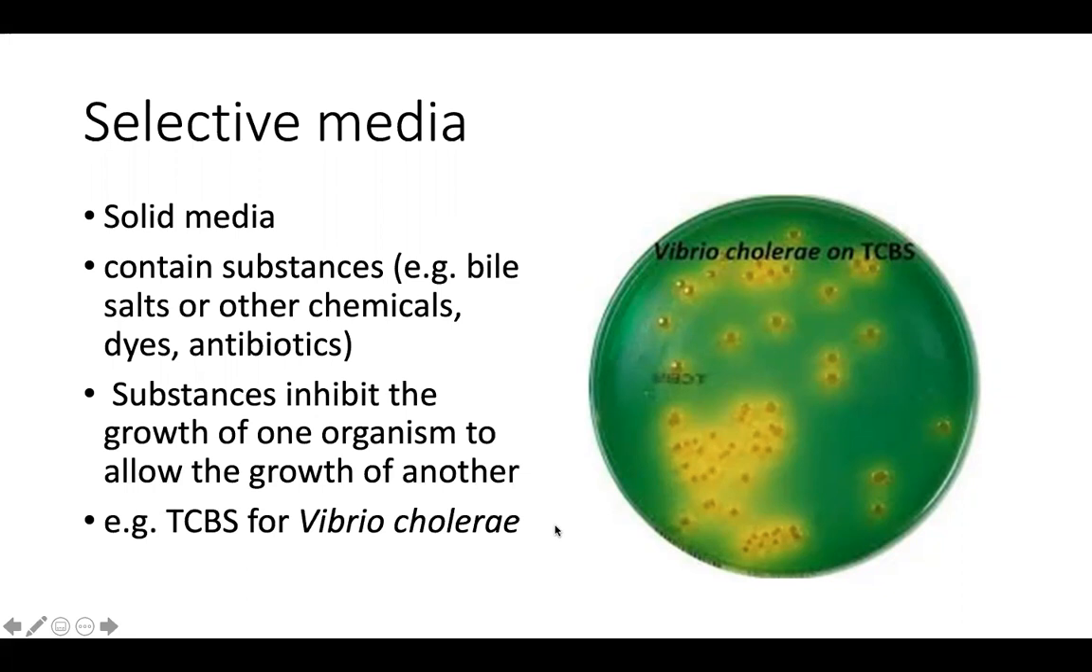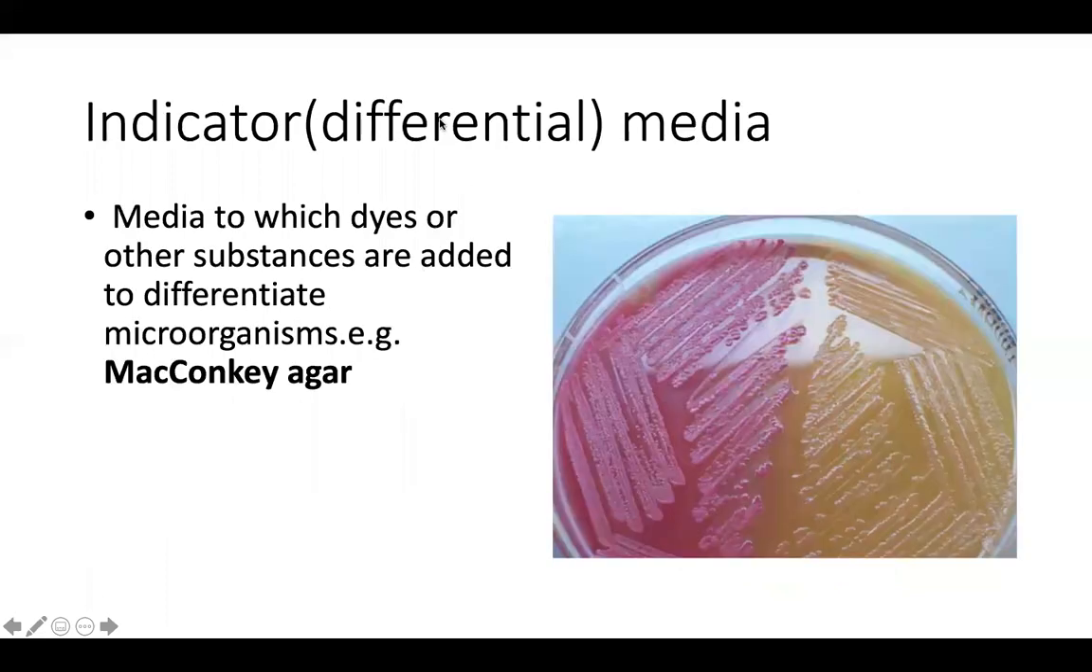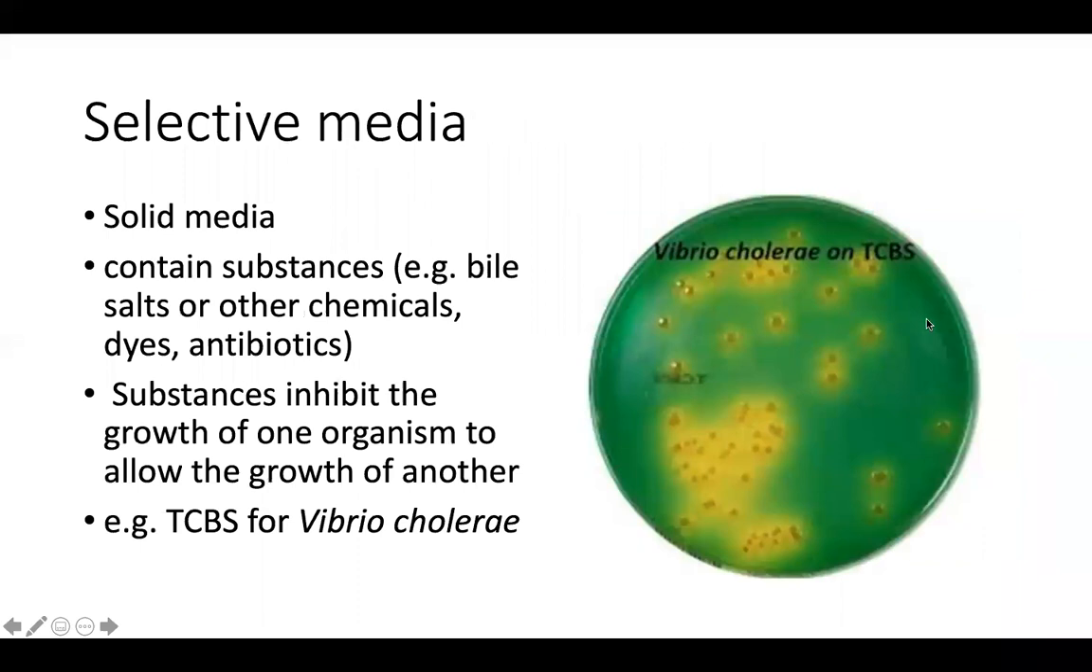So for example, TCBS to the right, you have seen the question, I'll answer it right now. TCBS is usually green in color, but when you have a positive growth of Vibrio cholerae, the colonies are yellow in color. So you can see these yellow colonies. Those are the colonies of Vibrio cholerae.